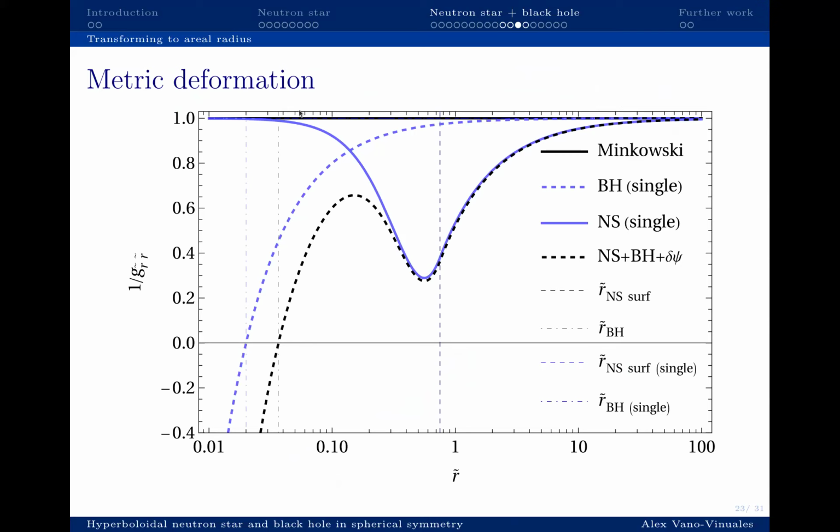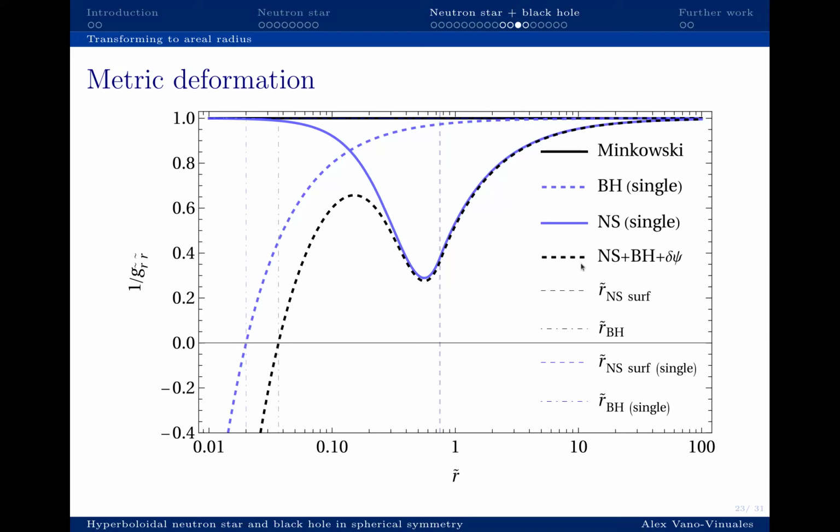I'm just including the Minkowski, it's just one, just for reference. If we had just a black hole with a mass which is 1/3 of the neutron star mass, we would be having the dashed line, and its horizon is here with the dot-dashed line in blue. If we just had the neutron star, we would be having the solid blue line, which has a perturbation because there's the neutron star, but then that goes away as we go towards the origin.